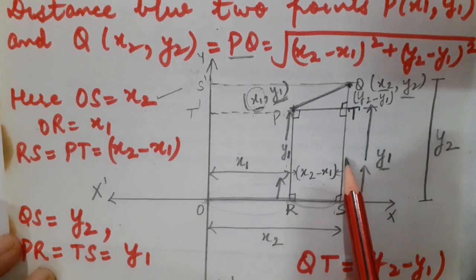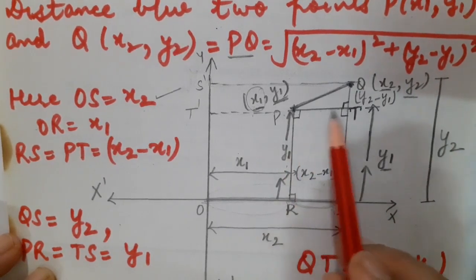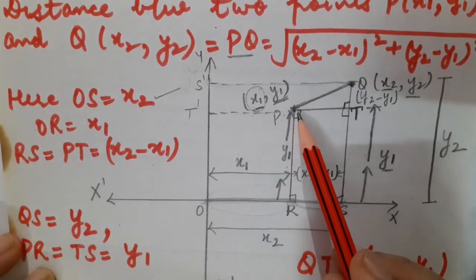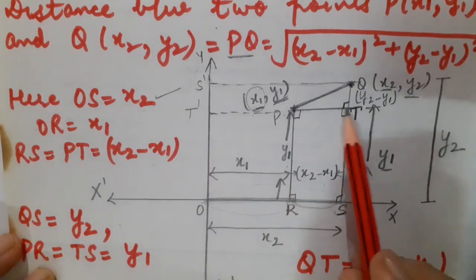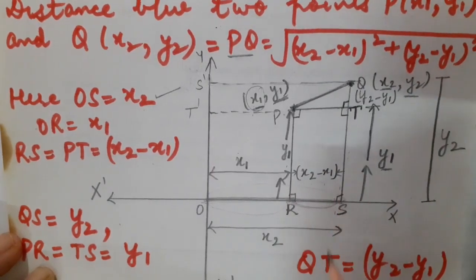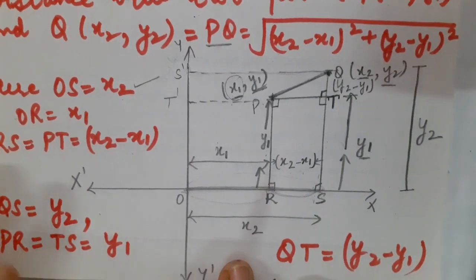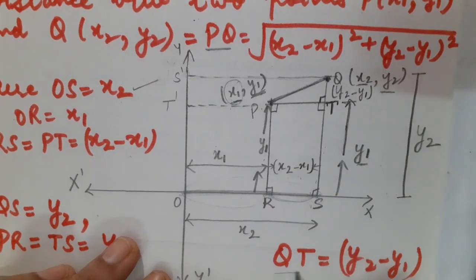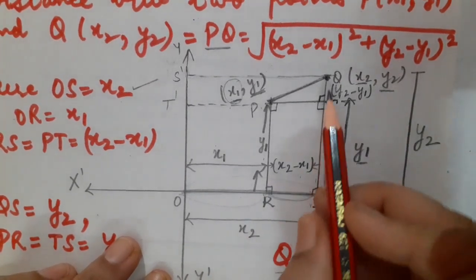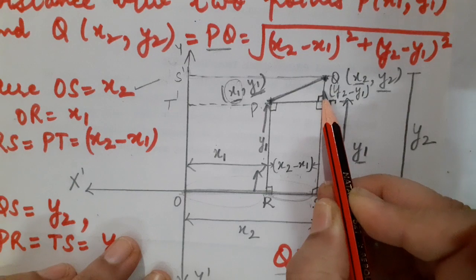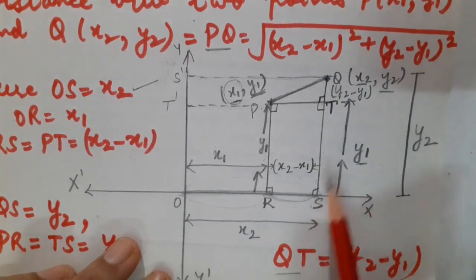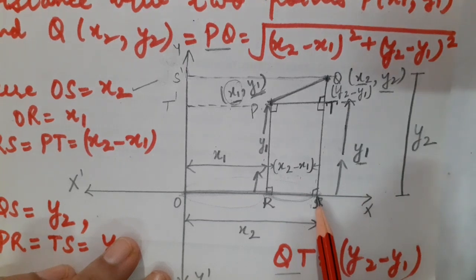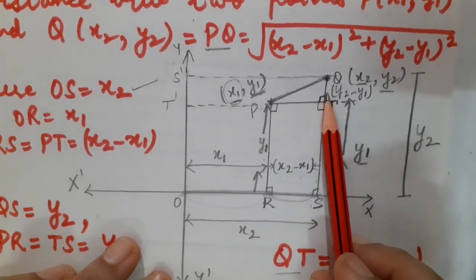And this PR is equal to TS. By that reason I am going to give you, because I have drawn the perpendicular lines. So this complete PTSR is going to become a rectangle. Fine, students? Okay. Now the last point in it is how to calculate QT. Where is QT? This complete QT, the smaller one. When you know that complete QS is equal to y2 and this TS is equal to y1, this is very simple to calculate QT.